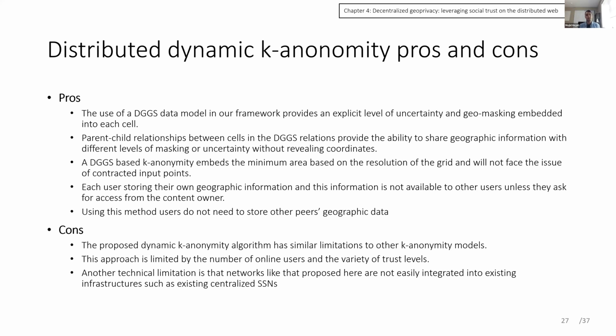There are cons as well. It is a k-anonymity based model, so it has the limitations of the k-anonymity model, and it is limited by the number of online users. It's also not easy to integrate it with existing social networks.